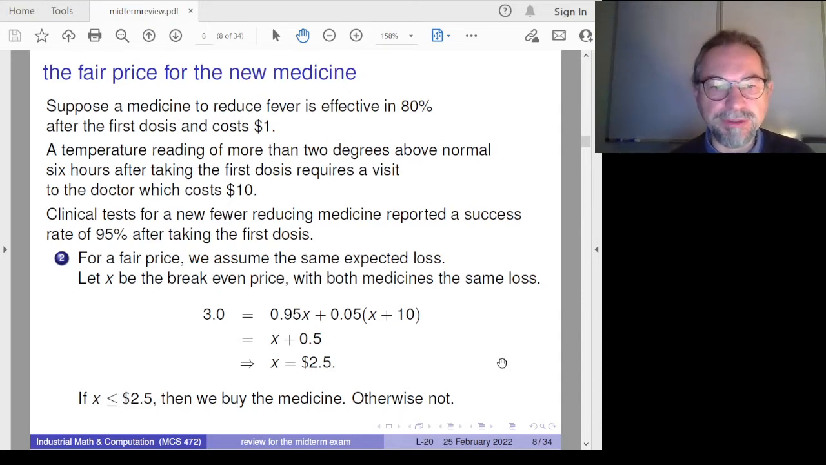So let's compute it. We have a simple linear equation, and it turns out that the difference is 50 cents. That means that at $2.50 we have the break even, but of course when things break even, we don't really like to have the extra visit to the doctor's office, so we will take the new medicine. Otherwise, if the price is higher than $2.50, we will not buy the new medicine. Okay, that's our first question.